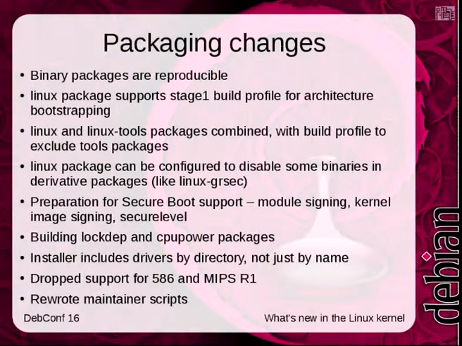Let's quickly run through the changes that we've made to packaging in the last year. The binary packages are reproducible, at least when you use the reproducible build infrastructure, where they've modified dpkg and a few other things. There's a stage one build profile, which can be used for architecture bootstrapping. That just builds the Linux libc dev package. The Linux tools package was separated out, mostly because it didn't support cross-building, whereas the Linux source package did. I've now folded those together and added a build profile so that you can do a cross-build of Linux. In fact, I've also implemented cross-building of most of the user space packages as well.